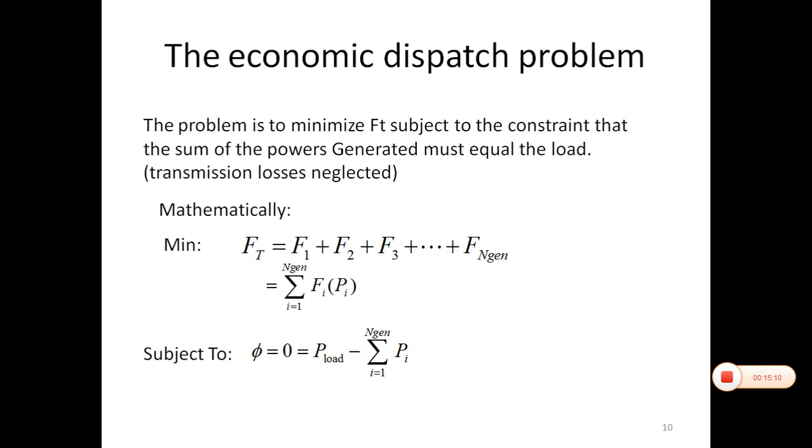Mathematically we will write it like this: minimize Ft. Ft is our objective function which we have to minimize. This will be equal to the individual cost functions, so f1 plus f2 up to fn, and in summation form we can write it as the sum of fi of pi, subject to, first of all, only the equality constraint. In power systems the equality constraint is represented by phi, so we take phi equal to 0. This should be equal to P load minus the summation of pi, meaning that we have to generate only that much amount of power which is required by the consumer end.